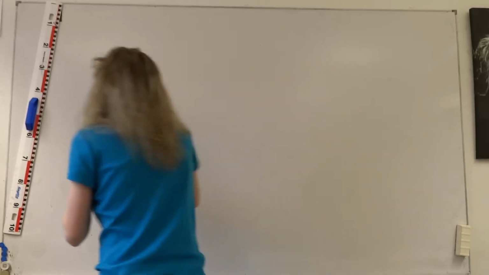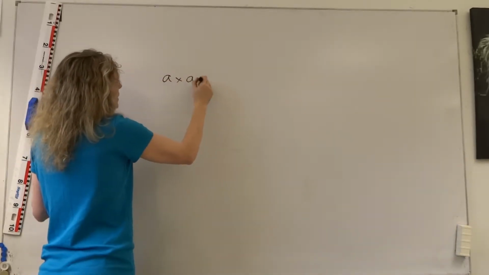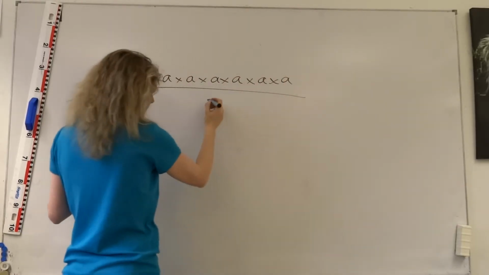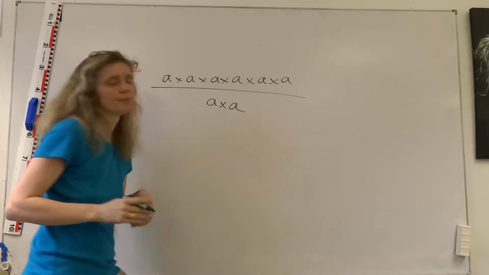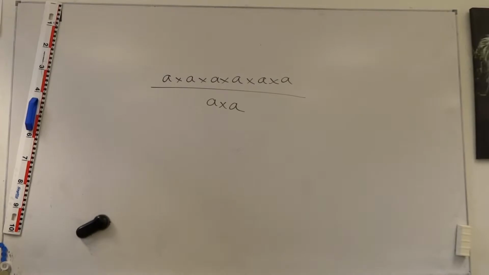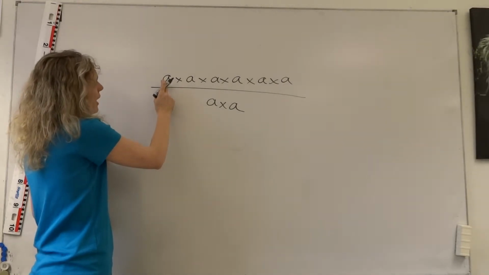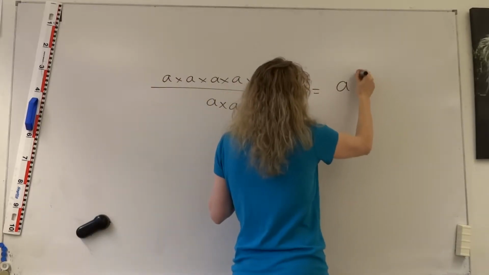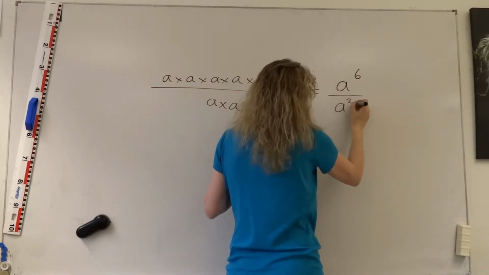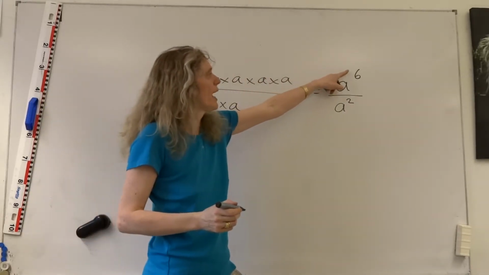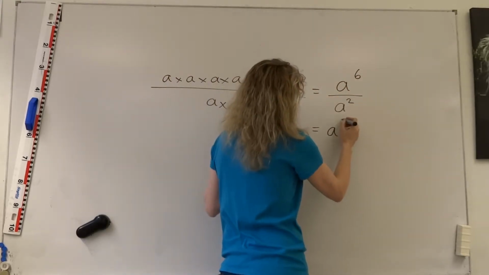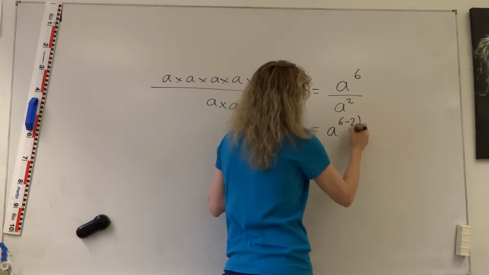What about if we had A times A times A times A times A times A, all divided by A times A? Okay, well, when we've got multiplication, it's really easy, because how many powers of A do we have? A to the power 1, 2, 3, 4, 5, 6. We have A to the power 6 divided by A squared. And we know that whenever we have powers, we just subtract the powers. So when we're dividing, we can do this by doing A to the power of 6 minus 2.